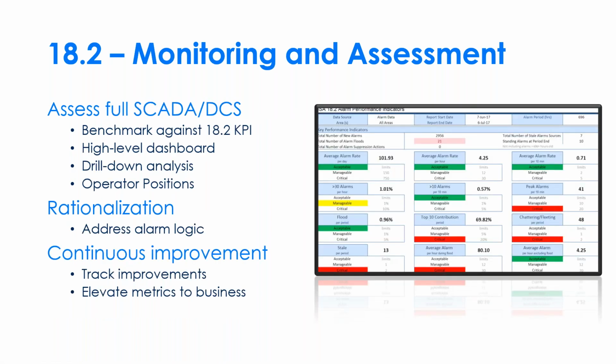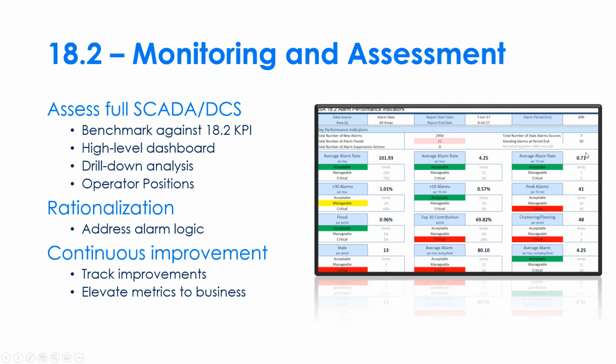Now we also have a reporting solution that assesses the full scope of ISA 18.2 across the entire SCADA DCS, right? So this would be the FactoryTalk, the AVEVA System Platform, the iFix, the systems sitting beneath the Win 911 implementation. So again, we have the 12 ISA KPIs with red, yellow, green light indication of basically where you fall within the ISA standards. For example, the ISA believes that for a facility, 150 alarms per day, right, is an acceptable amount.